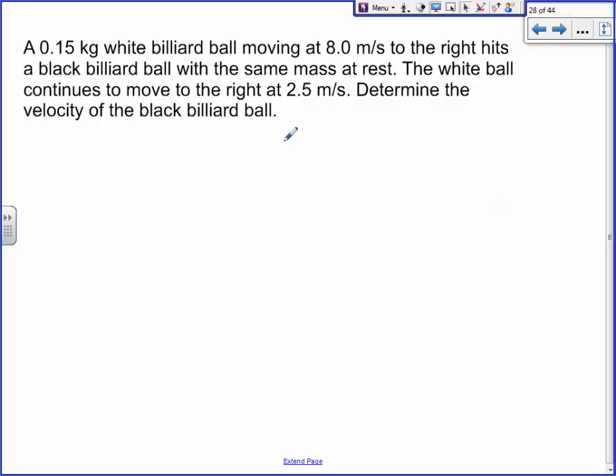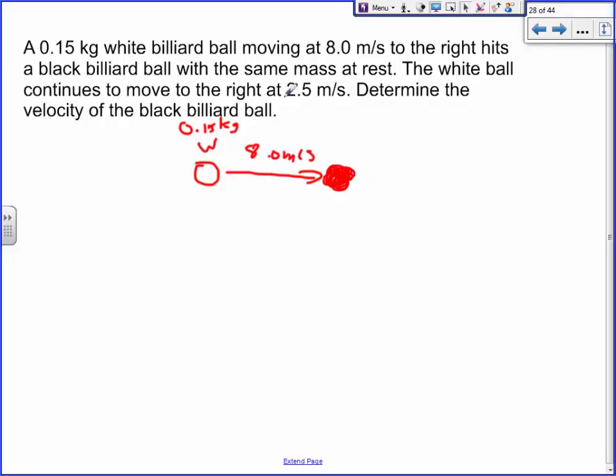Okay, I'd always recommend draw a picture. You've got a white billiard ball moving at 8 meters per second to the right, so we'll make this one the white one. It's moving right at 8 meters per second. This thing is 0.15 kilograms. And it hits a black billiard ball with the same mass. Seems glitchy today. Only it's at rest.